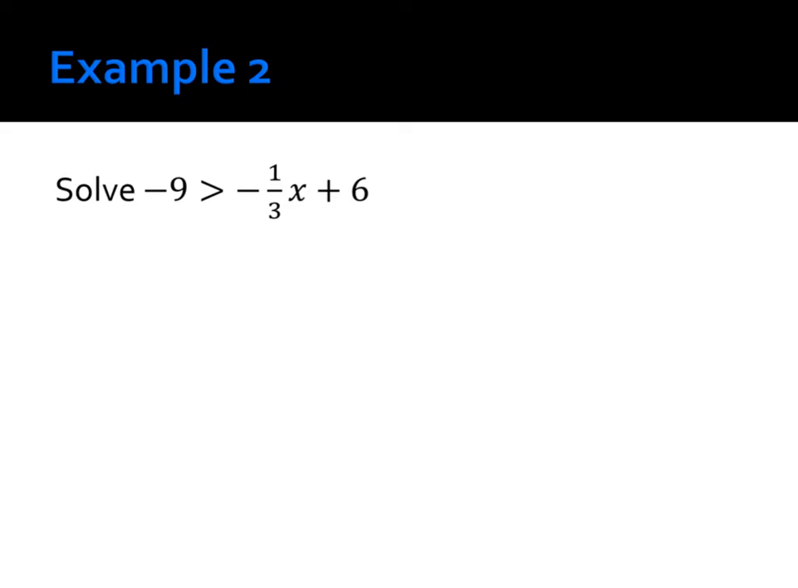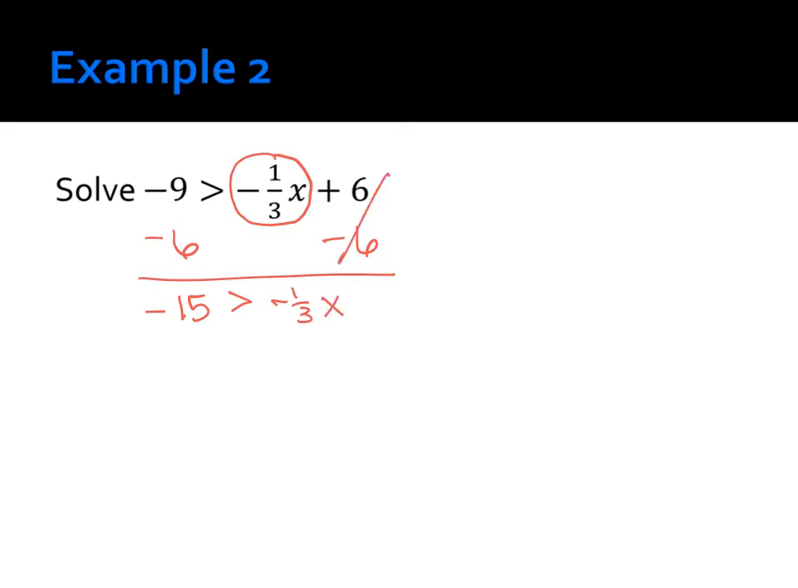For example 2, we have to solve negative 9 is greater than negative 1/3 x plus 6. Now in this case, we want to get our negative 1/3 x piece by itself, and we're going to do that by subtracting 6 first. So now I have negative 9 plus negative 6, which gives me negative 15, and this is greater than negative 1/3 x because these are going to cancel.